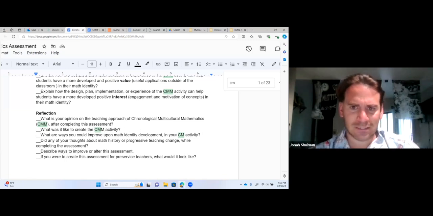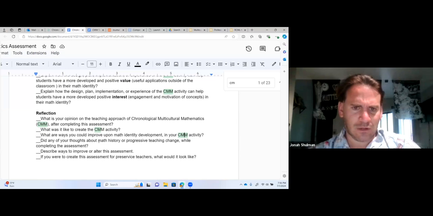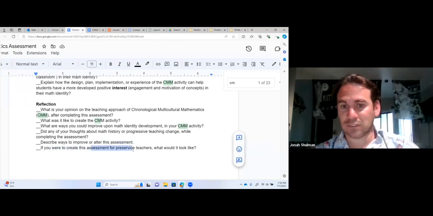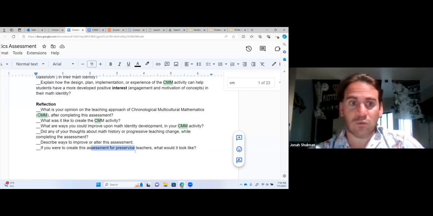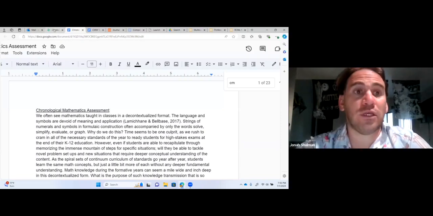What was it like to make the activity? What ways can you improve upon math identity development? So are there ways you can make your activity better? Did any of your thoughts about math history or progressive teaching change? Describe ways to improve the assessment. And if you were to create this for pre-service teachers, like if you were to make this to teach them about chronological multicultural mathematics, what would it look like? So that is everything about it.